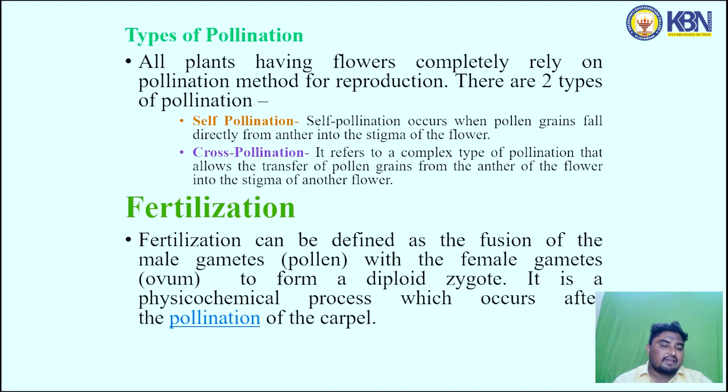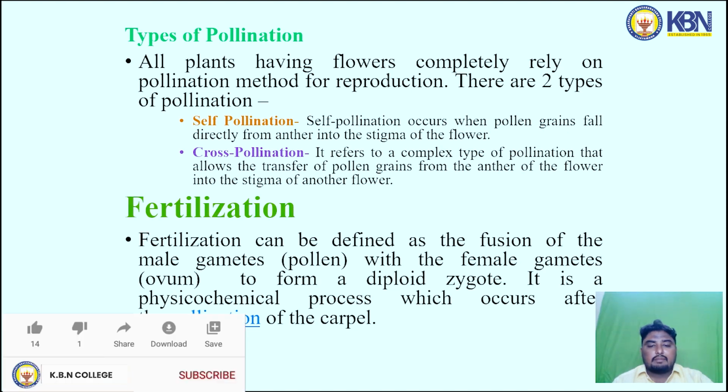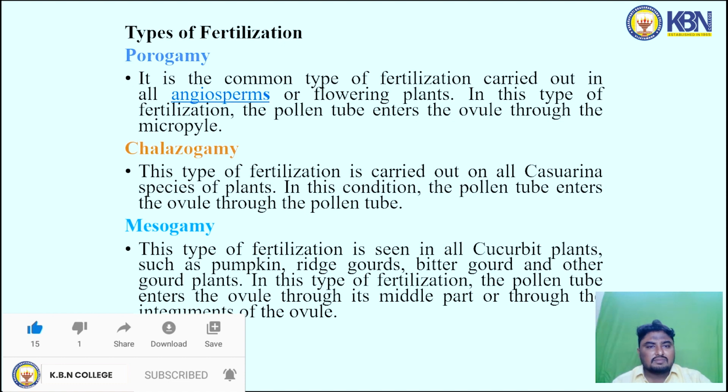The next one is fertilization. Fertilization can be defined as the fusion of the male gametes with the female gametes to form a diploid zygote. It is a physiochemical process which occurs after the pollination of the carpel. Types of fertilization.